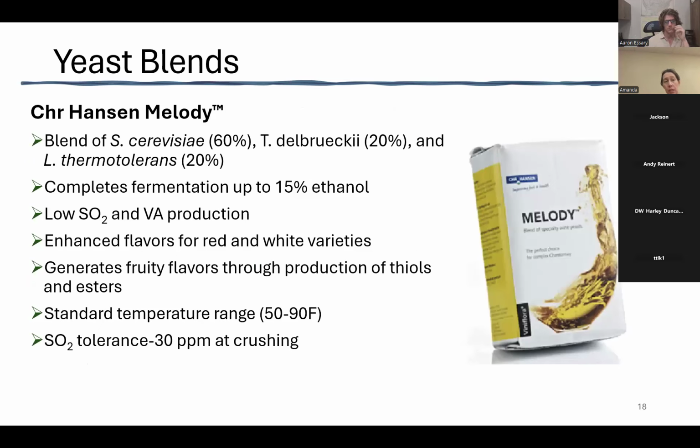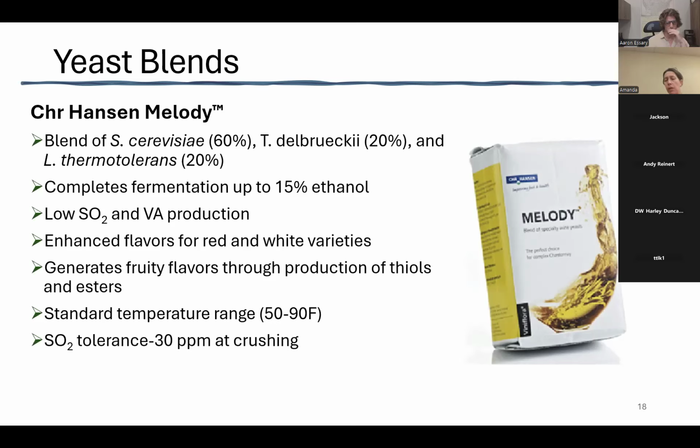Another yeast blend is sold by Chr. Hansen. It's called Melody. This actually has 60% cerevisiae in it, and then 20/20 of Delbrueckii and Torulaspora. Because it has the cerevisiae dominant in the blend, it actually can complete a fermentation up to 15% ethanol. So really, there's no need to do a sequential inoculation with Saccharomyces cerevisiae if you use this yeast. It's a low SO2 and VA producing yeast. But its main thing is it's going to enhance the fruity flavors in your reds and whites through thiol and ester production.